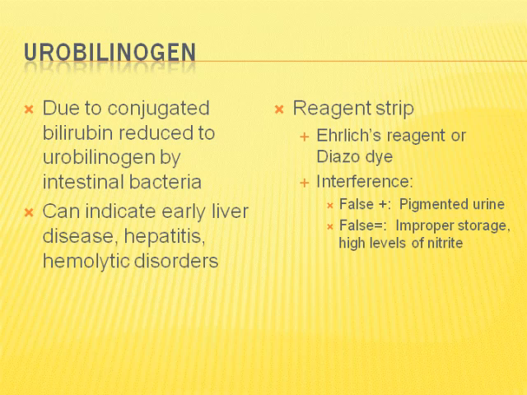Urobilinogen is due to conjugated bilirubin that gets reduced to urobilinogen by the intestinal bacteria. This can indicate if it's present in excess. There's always going to be small amounts of urobilinogen in urine, but it can indicate early liver disease, hepatitis, and hemolytic disorders. The reagent strip uses the Ehrlich's reagent or the diazo dye. The interferences that you might see: false positives due to highly pigmented urine, false negatives due to improper storage and levels of nitrate.